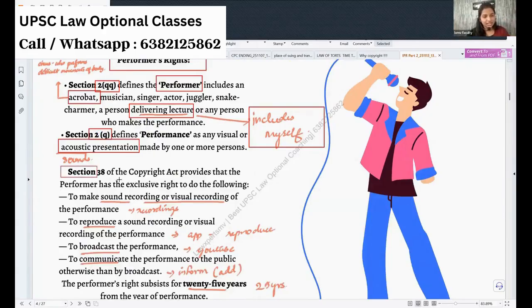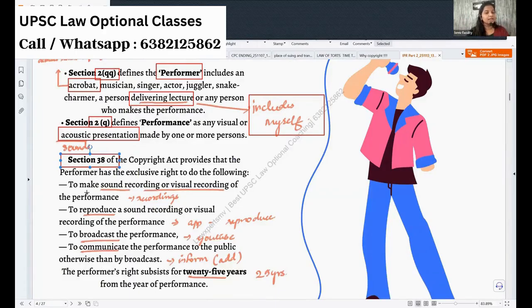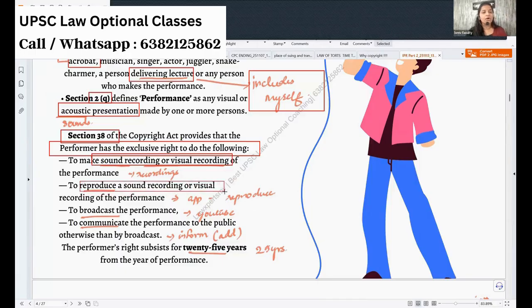Now, what rights do I have? That is given under Section 38. The Copyright Act provides that the performer will have the exclusive right to do the following. If I'm taking this lecture, I will have all these rights. First, I can record it, make a sound recording or visual recording, and can reproduce the sound recording or visual recording. So not only recording it, I can reproduce that. That's how I give the recorded versions of the lectures. You listen to the live lectures and you get the recorded lectures in your application. So that's also a right I have. Next, to broadcast the performance. Yes, if I feel okay, I can give it on YouTube.